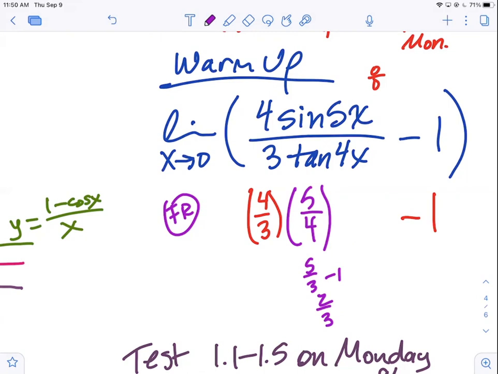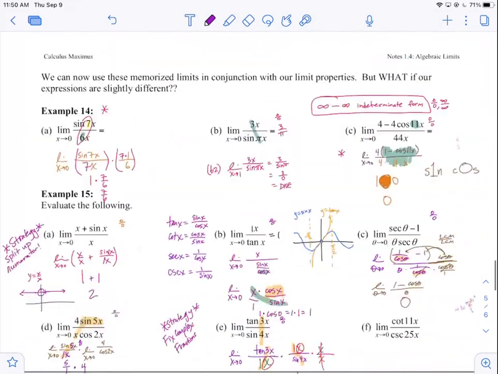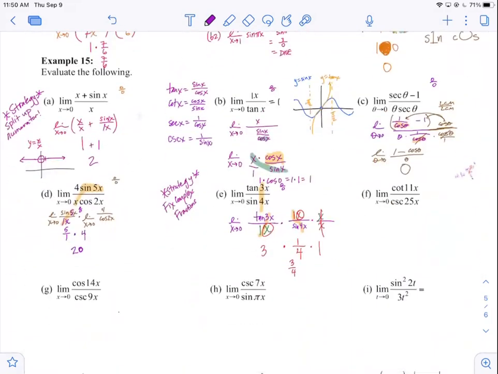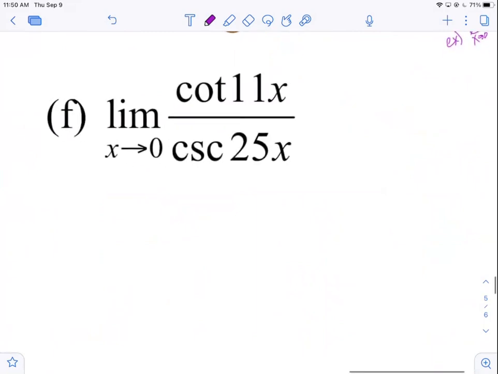Anyway, let's move on. We are on example 15f. We've got the limit as x goes to 0. Surprise, surprise. But we've got a couple of different looking trig functions here that we haven't seen before. Well, we have seen before, but not in this section. Cotangent of 11x over cosecant of 25x.